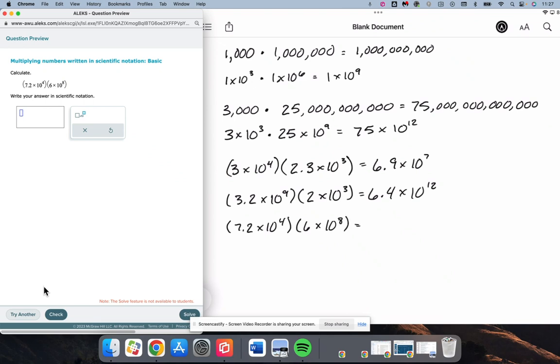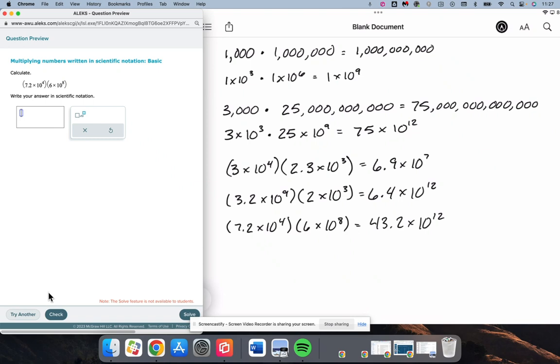So 7.2 times 6 is going to be... We're going to have to make an adjustment on this one a little bit, I can see. Let me pull out my handy calculator here. That's going to be 43.2. 7.2 times 6 is 43.2. So 43.2 times 10 to the 12th.